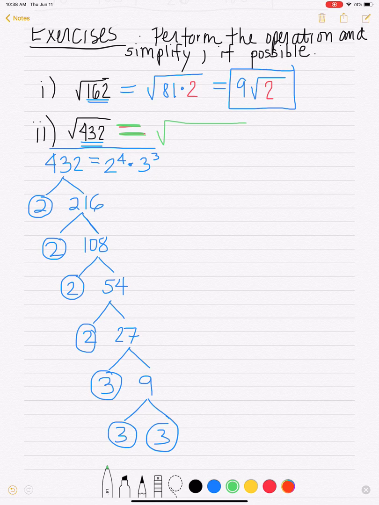So what I am going to do is leave prime powers around that are even. I'm going to leave 2 to the 4th power there. Anytime you have an even power, you're going to have a perfect square. So we have 2 to the 4th power, which is a perfect square. Now 3 to the 3rd power, notice this is not an even power here.